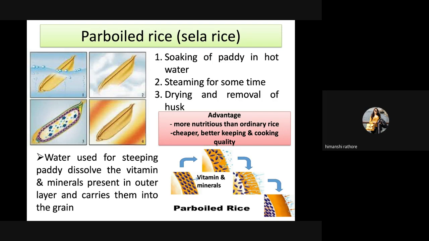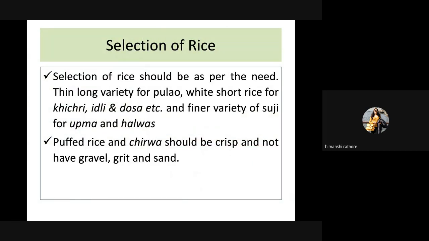Now we are moving forward with how you can select the best rice. So selection of rice should be as per the need, because there are a lot of varieties of rice available in the market. So what kind of rice your family likes and you like, as per the preferences you can buy them. Thin long variety for pulao, like in India we make pulao. So thin and long variety is required for making pulao, and short rice is required for making khichdi, idli and dosa. Idli and dosa are the staple food being consumed in the southern part of India. So if you are from South India, then the choice of rice depends on what you are cooking in your kitchen.